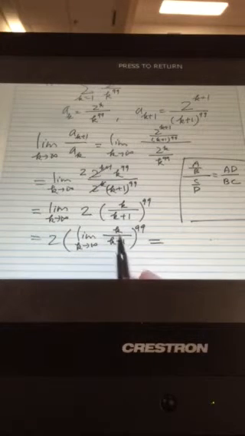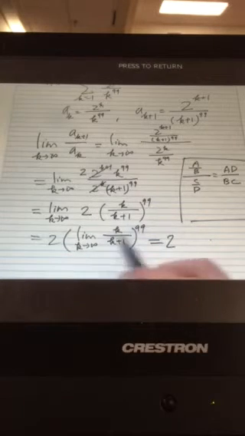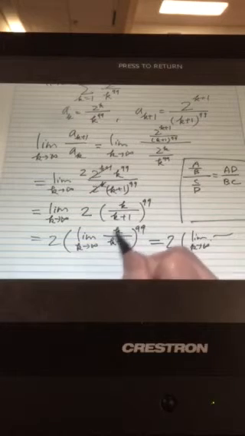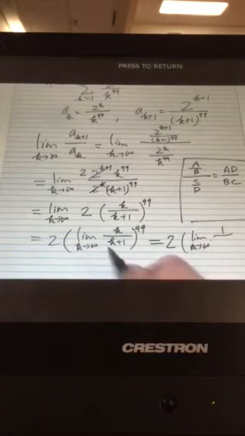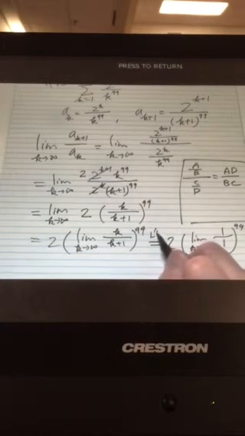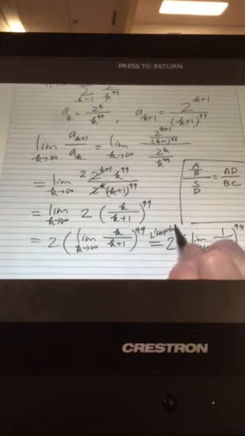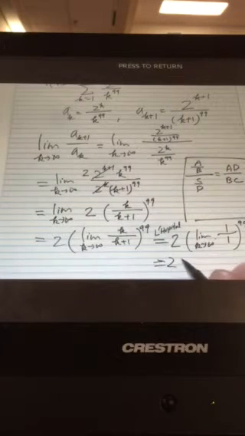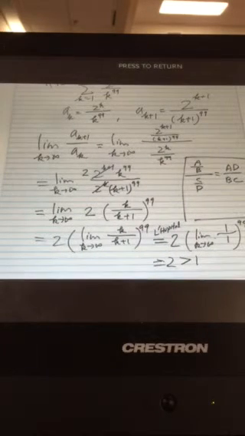For this one, the limit of k over k plus 1, you can use L'Hopital's rule to find out what this is. Limit as k goes to infinity: you differentiate k, this is 1, and differentiating k plus 1 is also 1. So here, remember I use L'Hopital's rule. That's 1 over 1, which is 1. 1 to the 99 is 1, and 1 times 2 is 2. 2 is bigger than 1.